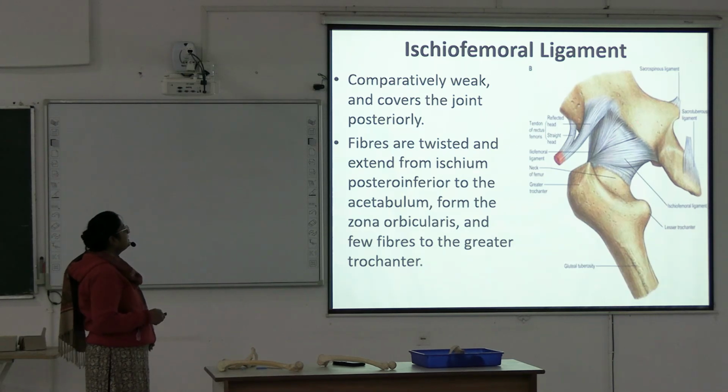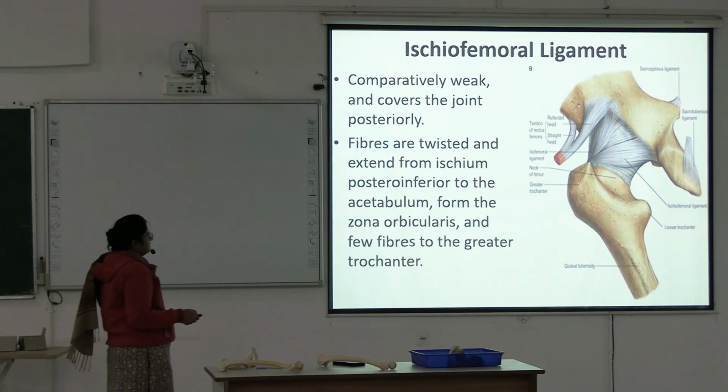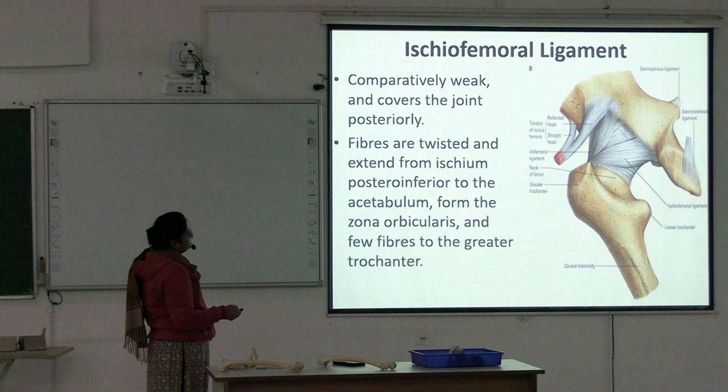Fibers are twisted and extend from the ischium posterior-inferior to the acetabulum and form the zona orbicularis, and a few fibers go to the greater trochanter. So you can see how the fibers are twisted and the ligament is lying posterior to the hip joint, attached posterior-inferior to the acetabulum to form the zona orbicularis. And some fibers are attached over this greater trochanter.